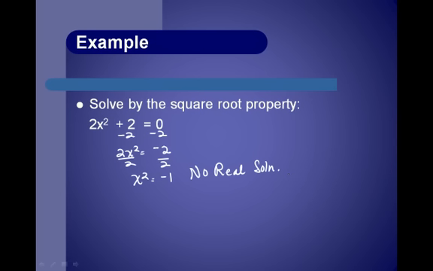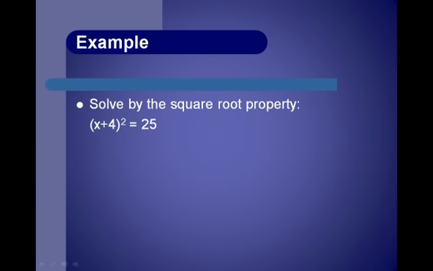Now let's go back to factoring for a minute. We could have looked at this and said, well, this will factor. There's a greatest common factor of 2. So if you pull out a 2, you get 2 times x squared plus 1. If you set each of those equal to 0, you get 2 equals 0, x squared plus 1 equals 0. Well, 2 can't equal 0, so we throw that one out. X squared plus 1 equals 0. This will not factor because it's a sum of squares, therefore it's prime, so the equation does not have a solution.